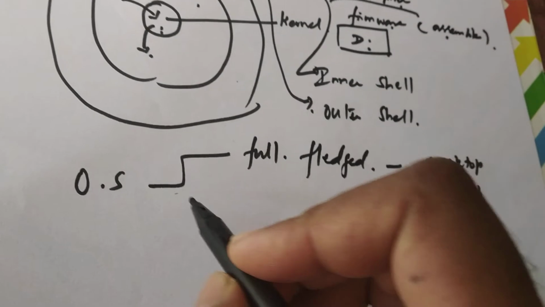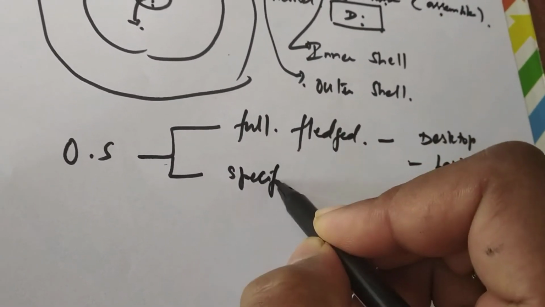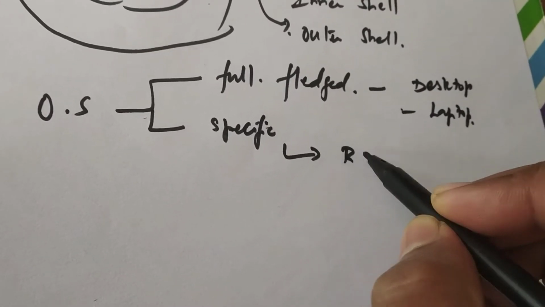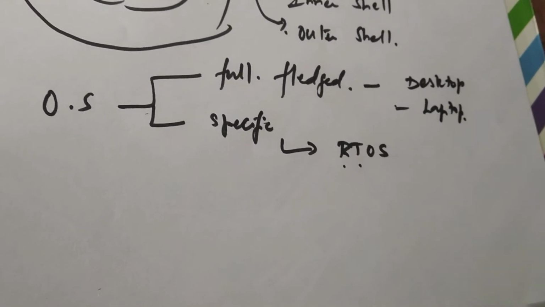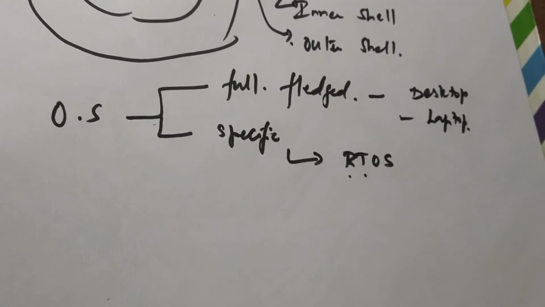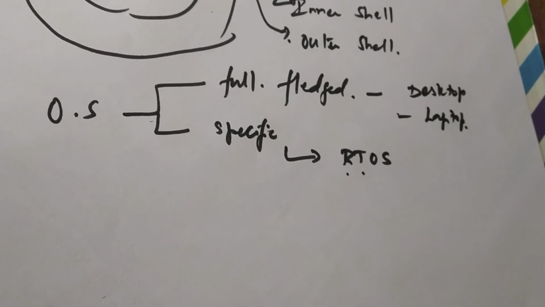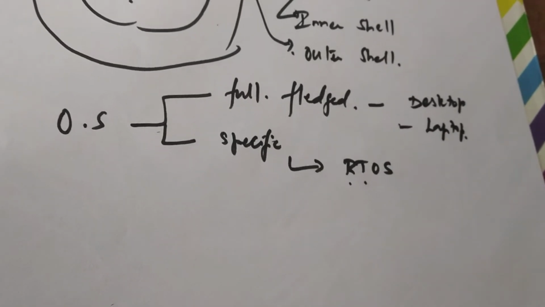And there are certain operating systems we call specific. Normally the broad name that we give is RTOS, real-time operating system. It is the operating system available in your mobile phones. We call these Android phones. It is not a full-fledged operating system. It is a quasi operating system meant for a specific purpose.